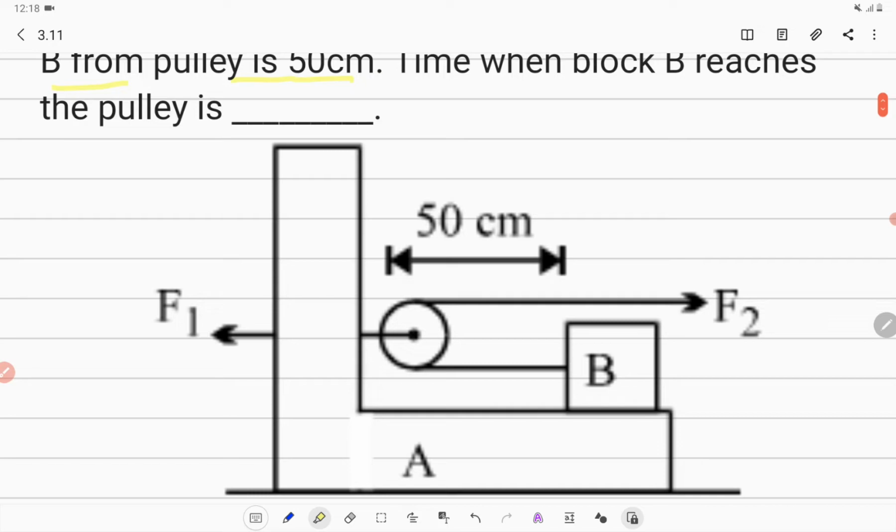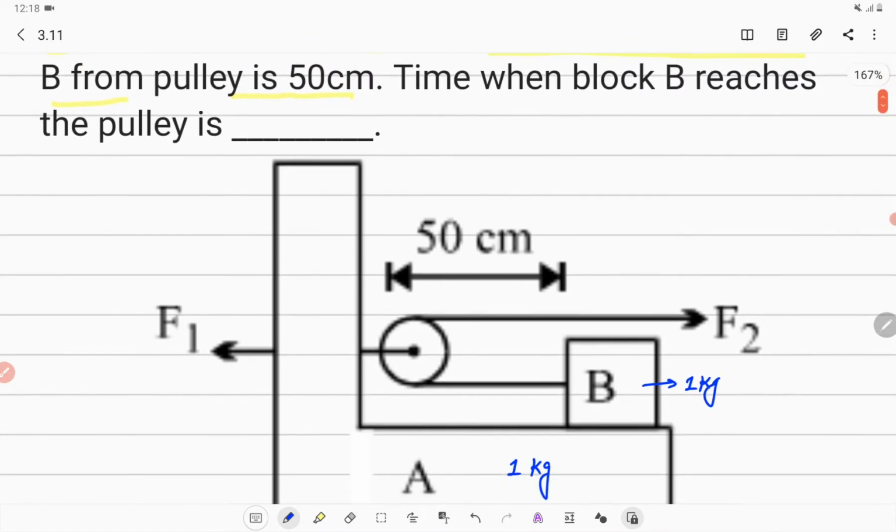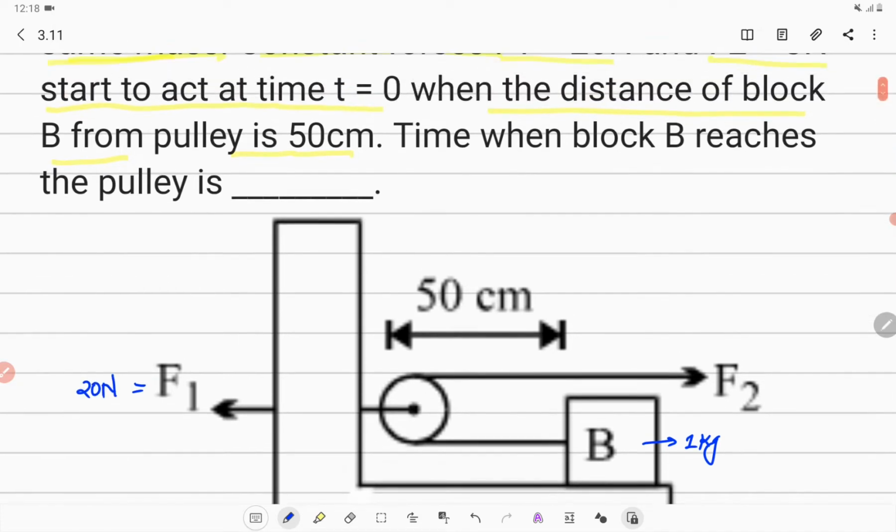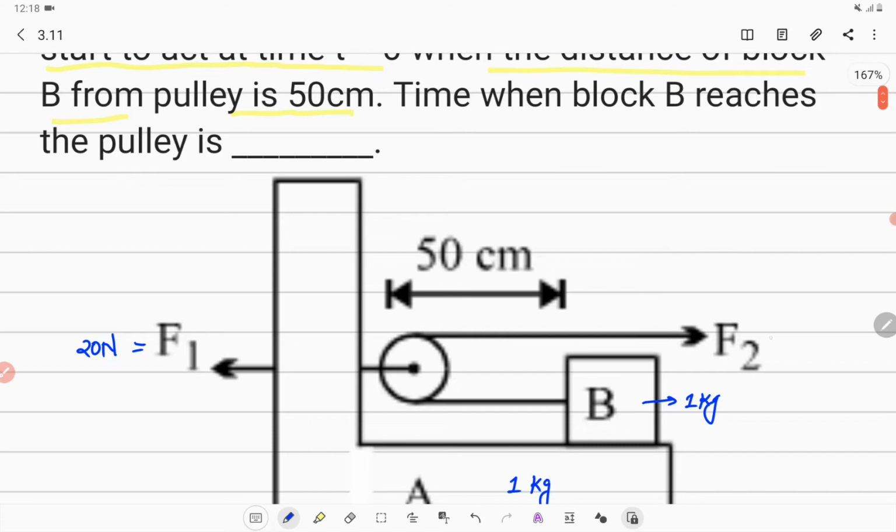If you observe the question here, there are two blocks, block A and block B, both having a mass of 1 kg, and there are two forces acting on them. Force 1, F1, is acting on block A, which is 20 Newton, and force 2, F2, which is 8 Newton, is acting on this rope. But as the rope is connected to block B, the same will be the tension in the rope. So the tension in the rope should be 8 Newton, which is acting on the block B.